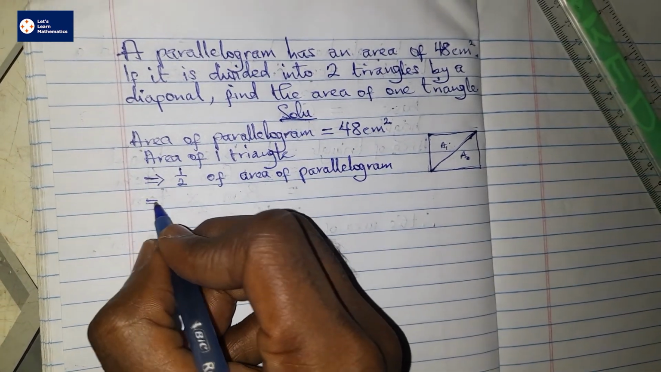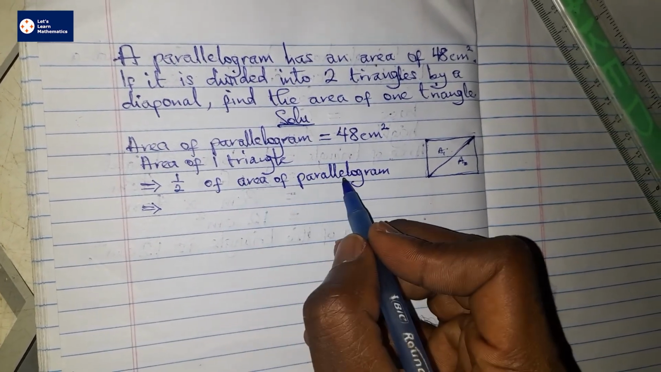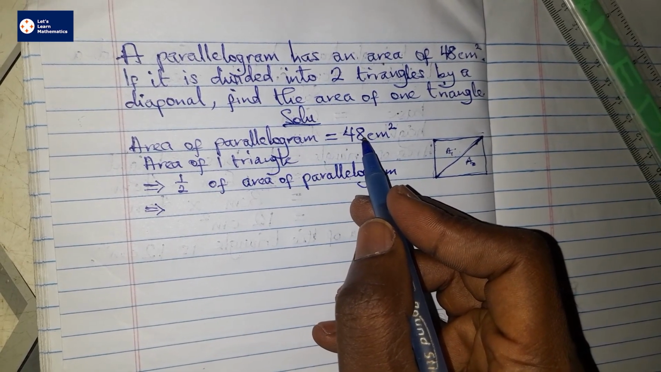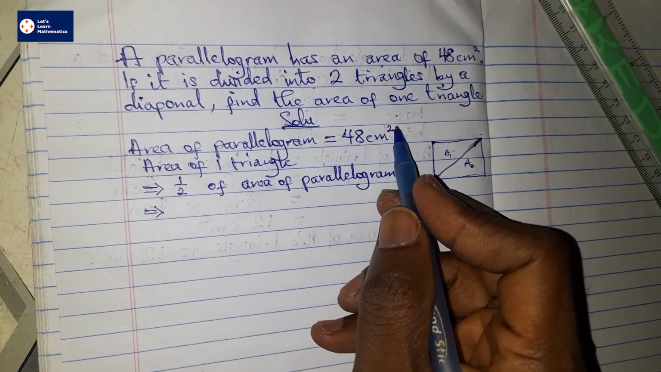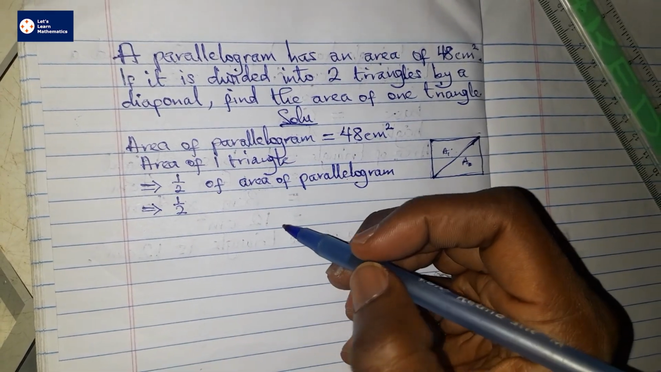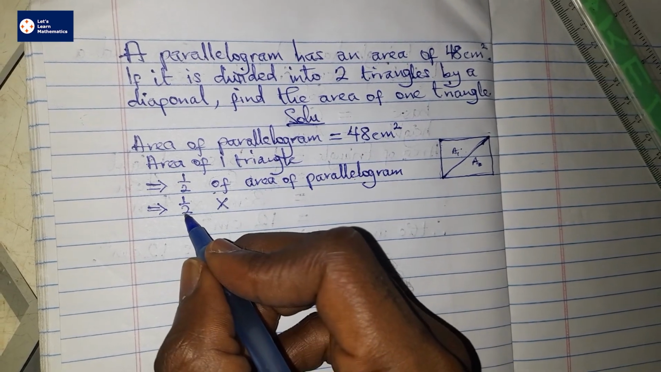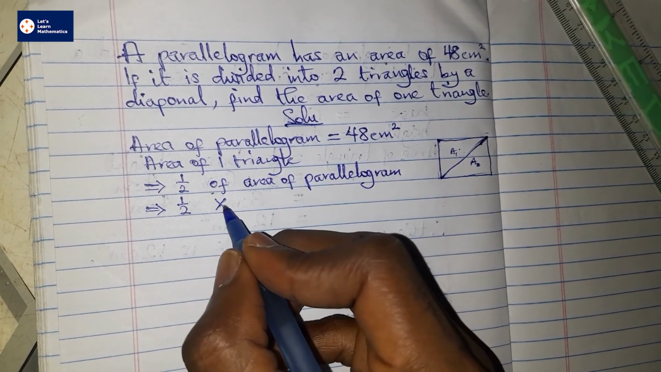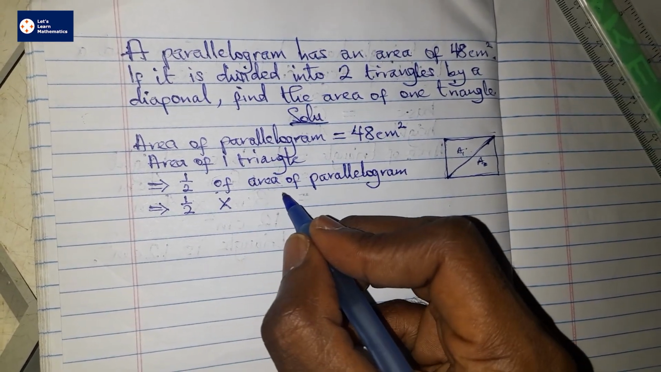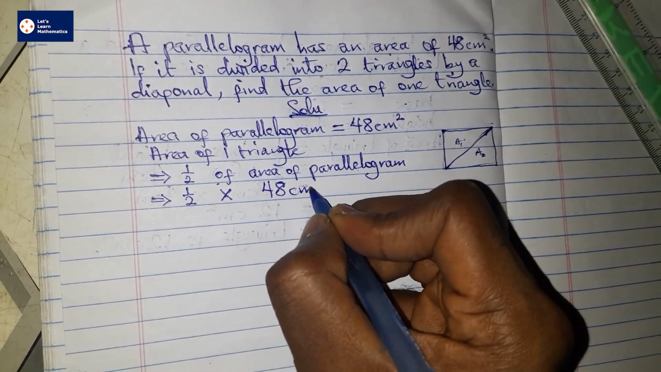Then all that we have to do now is substitution, because we have already been given the area of the parallelogram, which is 48 centimeters squared. So I have half, and whenever you are solving mathematics and you see "of", it means multiplication. So half of, or half times the area of the parallelogram. So half times 48 centimeters squared.